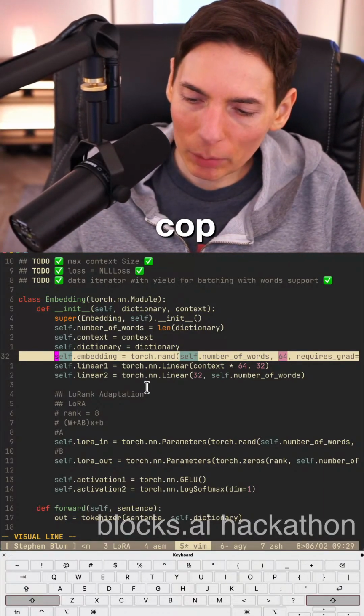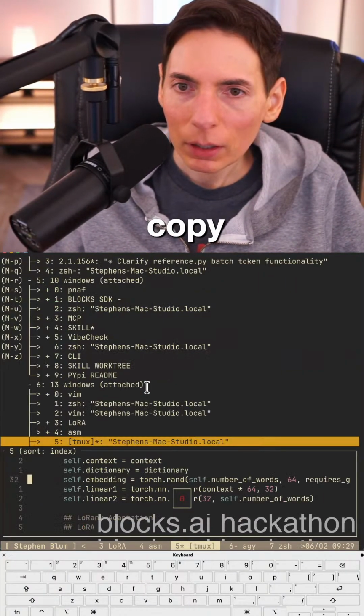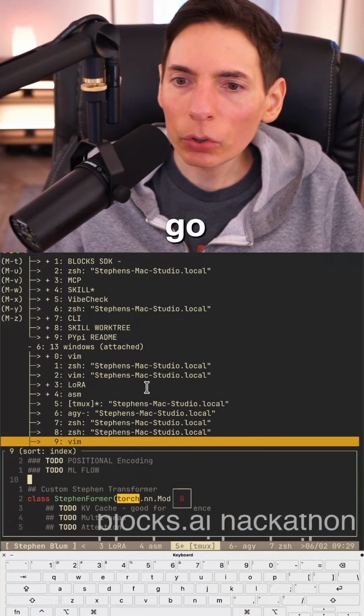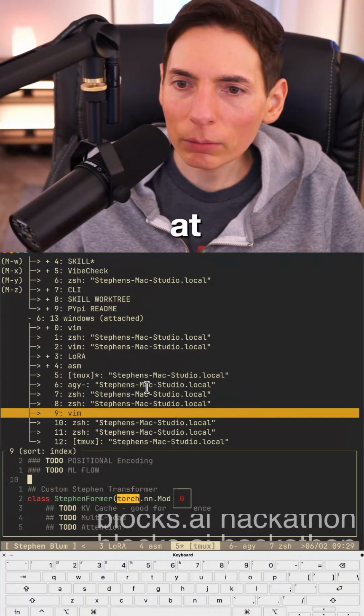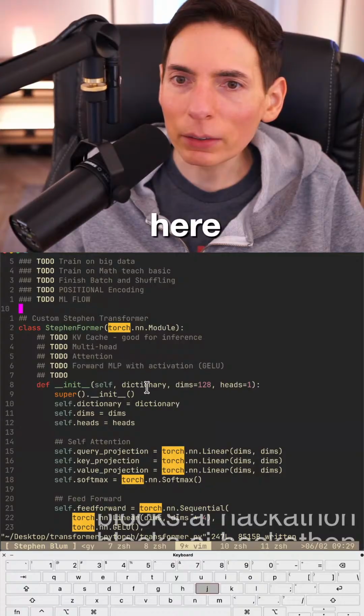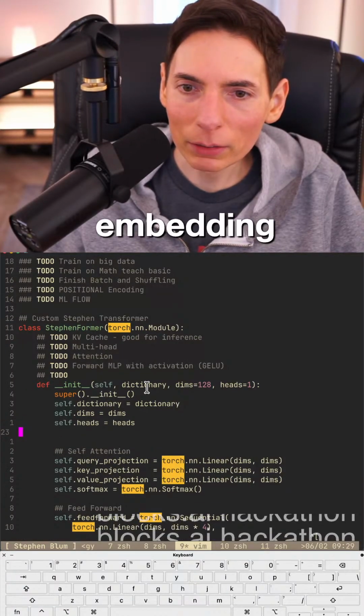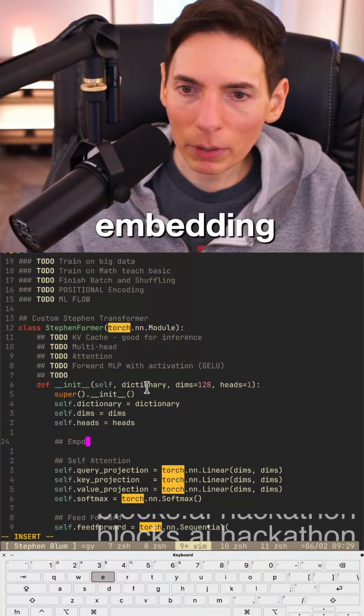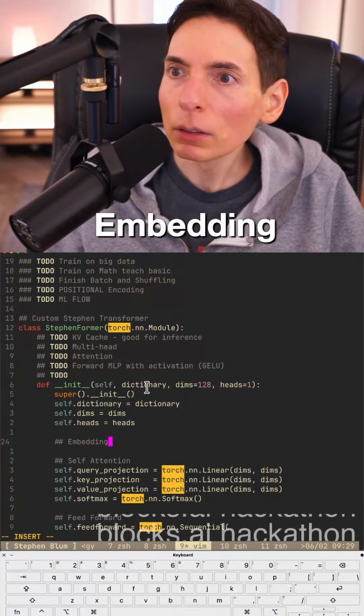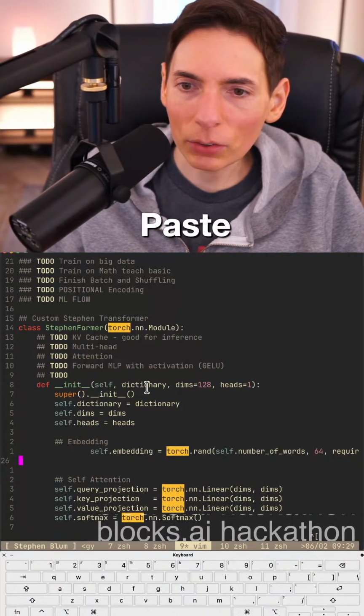All right, let's do it. Copy, copy, copy. And then we're going to go to, where is that at? Is it here? Yeah, Stephen Former, perfect. Okay, let's do our embedding. There we go. Paste.